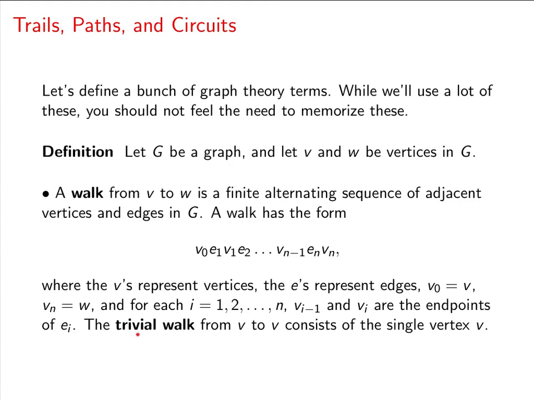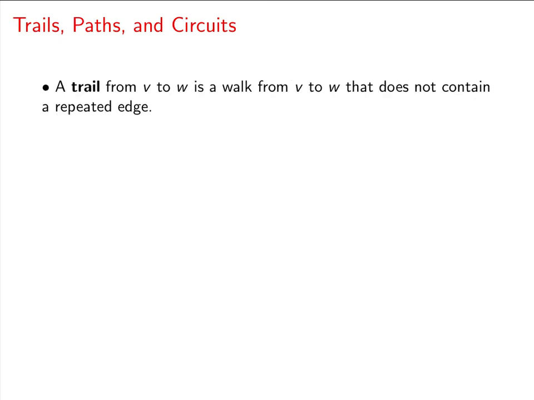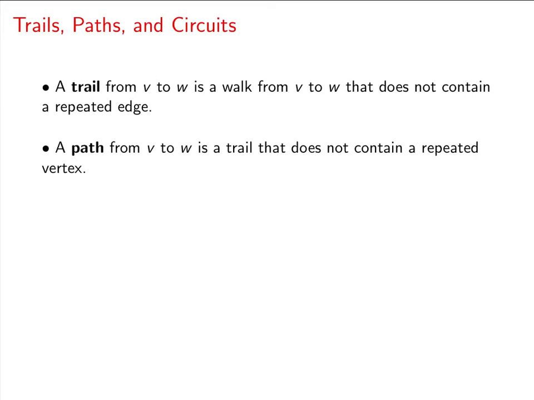And you can even have a trivial walk. That's the kind of walk where you don't get any exercise. You never leave the house. There's a trail. A trail does not contain any repeated edges. Now that's what we wanted in the bridges of Königsberg problem. We have a path. A path does not contain any repeated vertices.